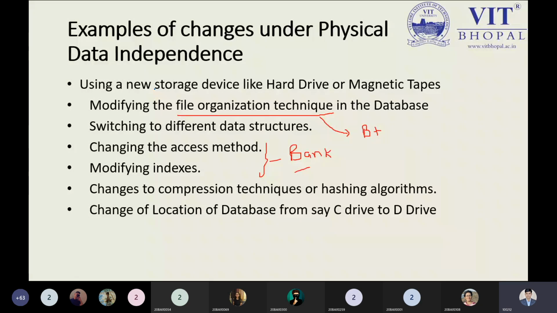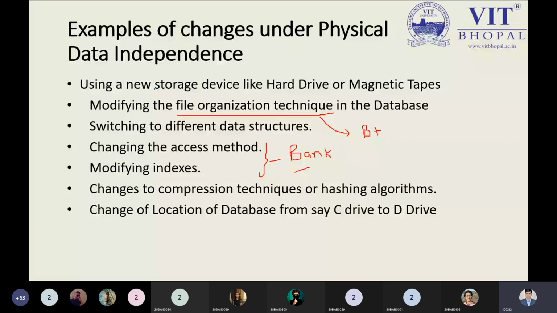And switching the different data structure means previously you were using a different data structure to create your file. Right now you are changing your data structure. So with the updated data structure, are you able to access the stored data or not? If you are able to access, then that is the beauty of the database management system. But if you are not able to access, then it means the data independence feature is not working properly on your database management system. That is it.